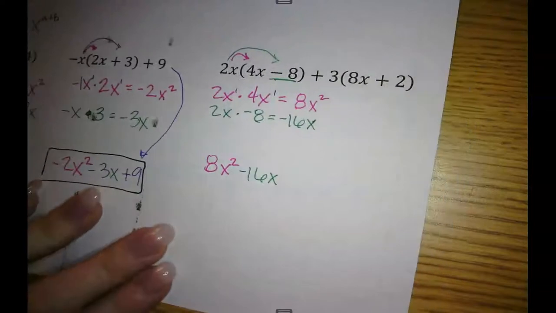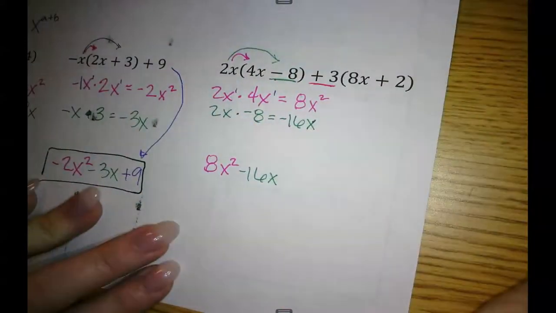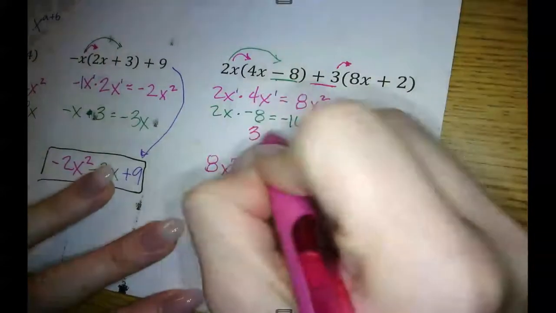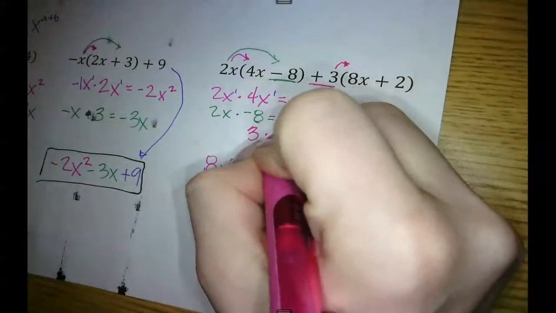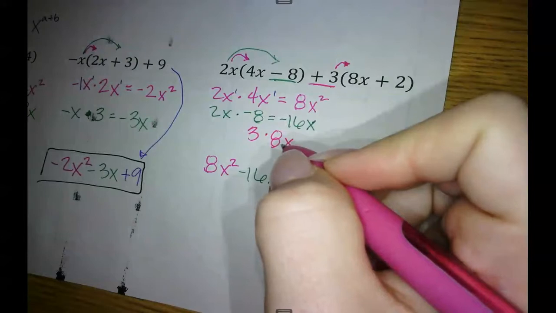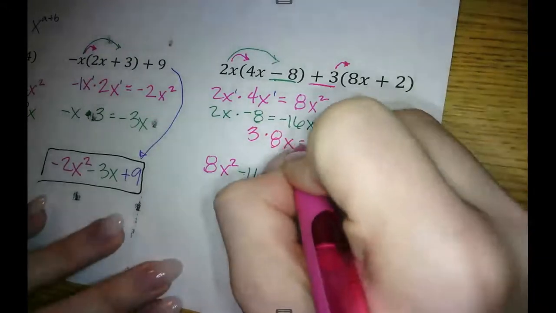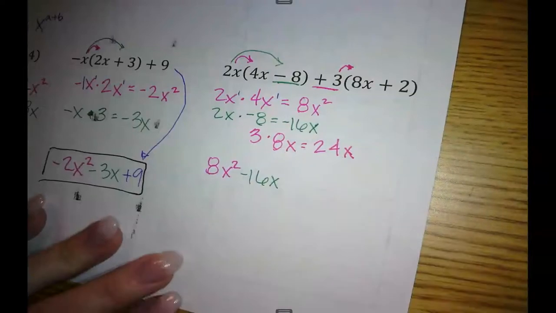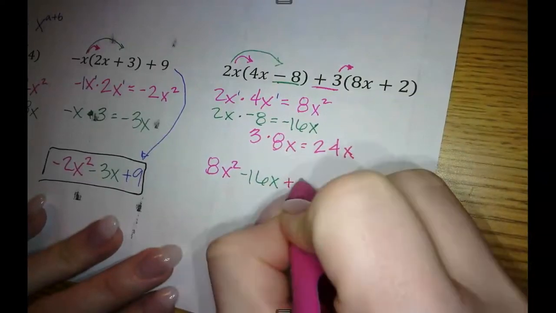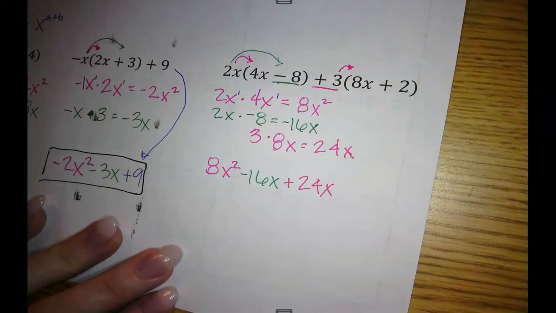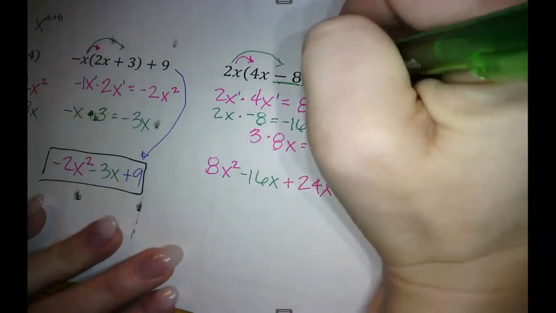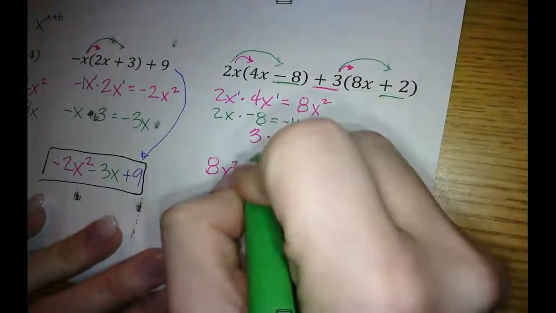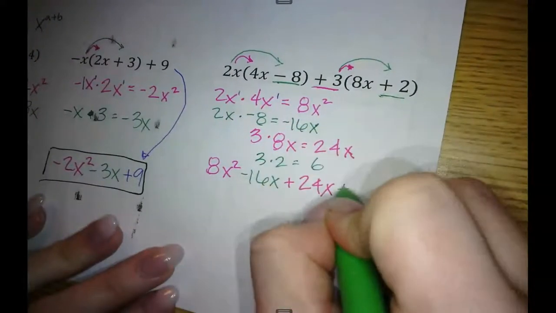All right, let's do that to this side. Whatever sign is here travels with it. So I'm multiplying positive 3 times an 8x, and 3 times 8 is 24. We have that x, so make sure you bring it up here. So we've got plus 24x. Then positive 3 times positive 2: 3 times 2 equals 6, so plus 6.